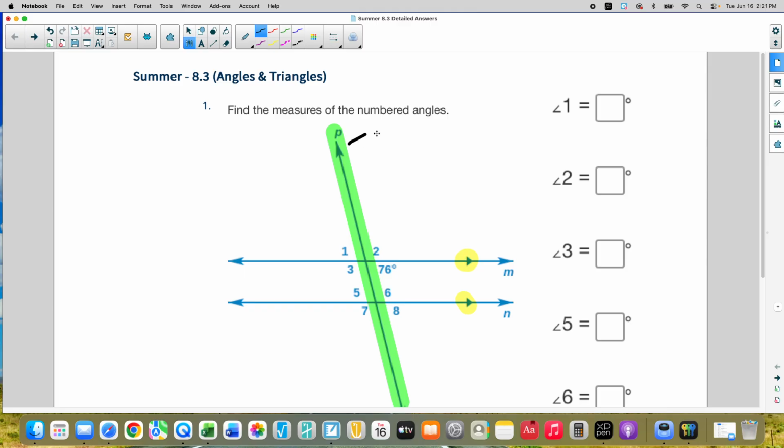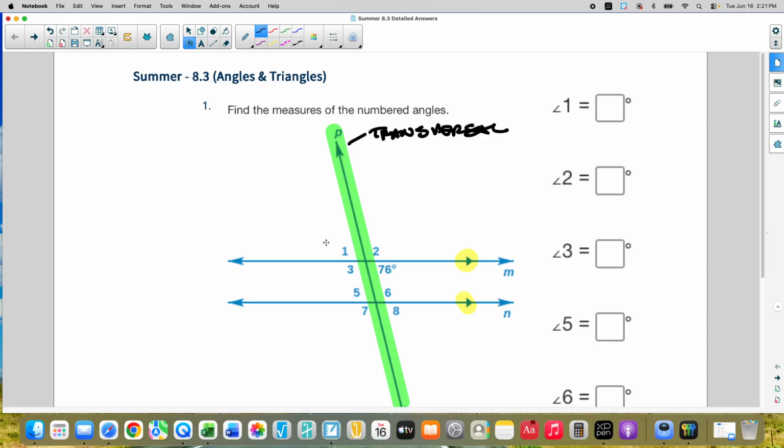Since it's the transversal, it creates very interesting angles. And we have 4 angles at each of the intersections. We create vertical angles, supplemental angles, corresponding angles, and alternate interior angles, and we actually create something that's not always taught in 7th grade: alternate exterior angles.